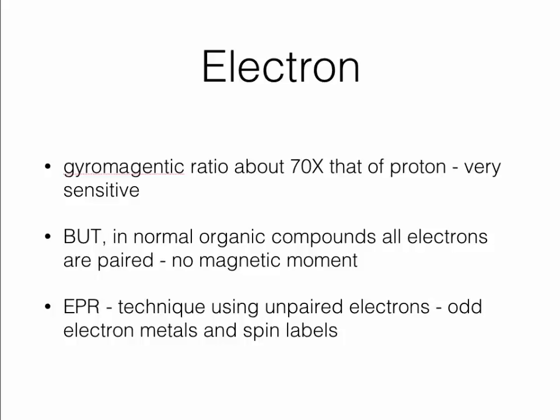Oftentimes that involves putting a functional group into your molecule that has what's called a spin label or an unpaired electron, or if you're doing organometallic chemistry, you use a metal that has an odd number of electrons so that there are leftover electrons in that way as well.